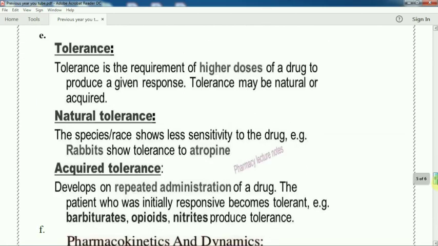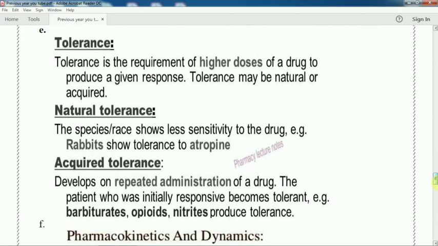Now comes tolerance. Tolerance is the requirement of a higher dose of a drug to produce a given response. That means, for the same response, higher doses are required after repeated use of the same drug. Repeatedly using the same drug.